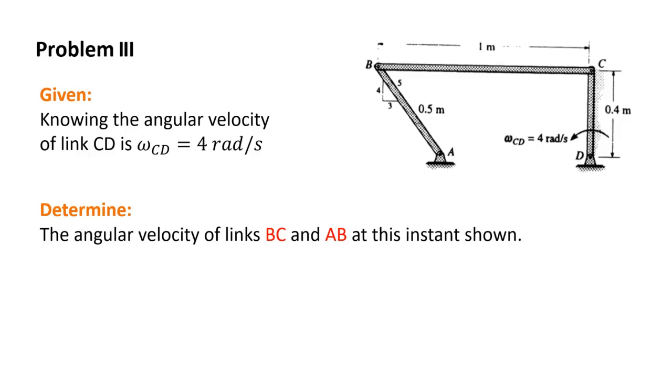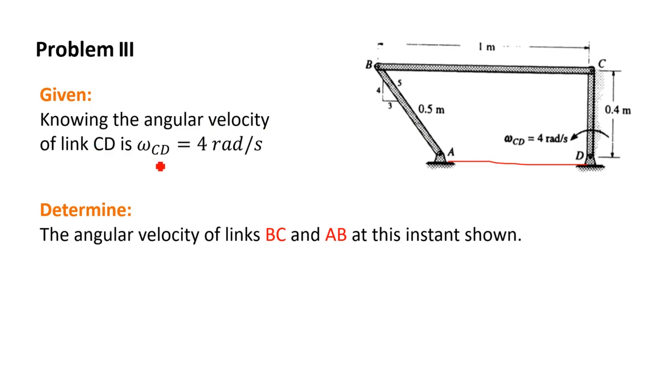Okay, so the third example for the relative velocity equation is going to be about the four-bar mechanism, as we can see in this diagram. Just to remind you about the four-bar mechanism, what you can see here actually are three links. The fourth bar is going to be the ground, so it's going to be something between the D and the A.